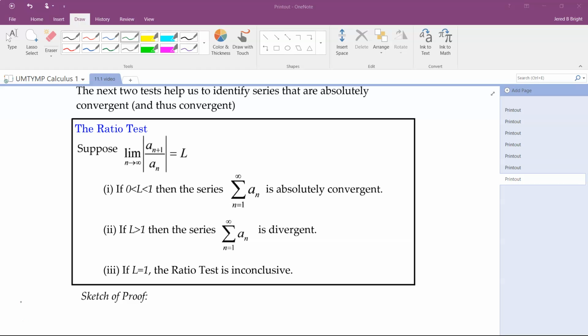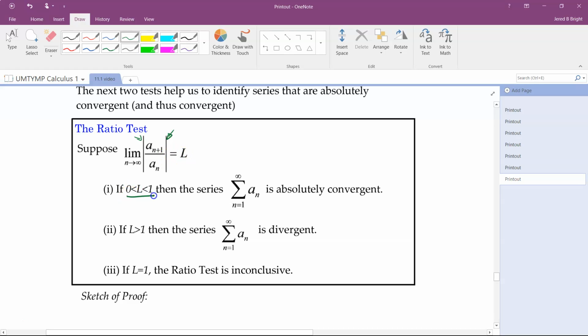So for the ratio test, all we're going to do is look at the limit of the absolute value. Okay, so notice that these are here. We have to have absolute values in there. And then we're just going to take the ratio of consecutive terms of the sequence. If we look at the ratio of those consecutive terms, specifically the next one over the current one, and those are equal to L.